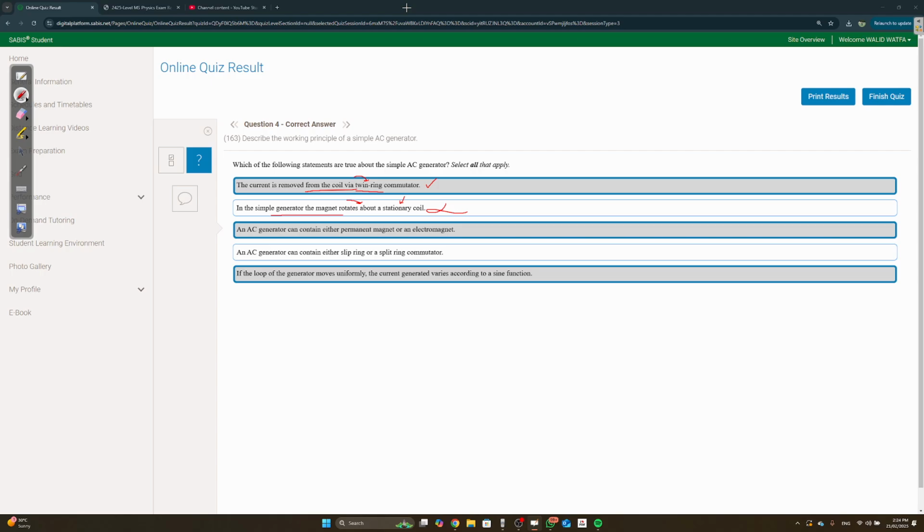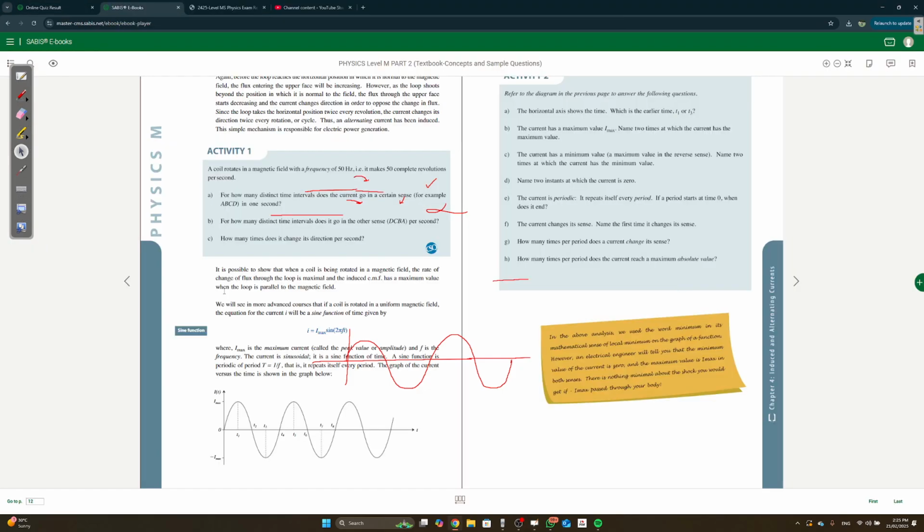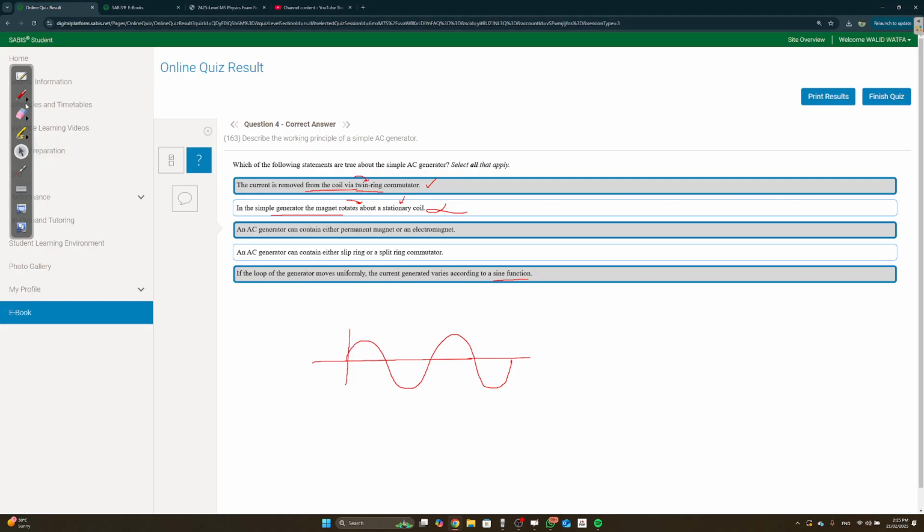If the loop of the generator moves uniformly, the current generated varies according to a sine function. Yes, we know that the current is sinusoidal, so it looks like this. And what was it, by the way? I don't know if it was in this chapter. Let me check. Yes, it is in this chapter. Let me go to the quiz and write it for you. The sine function: I is equal to I max sine 2 pi f t.